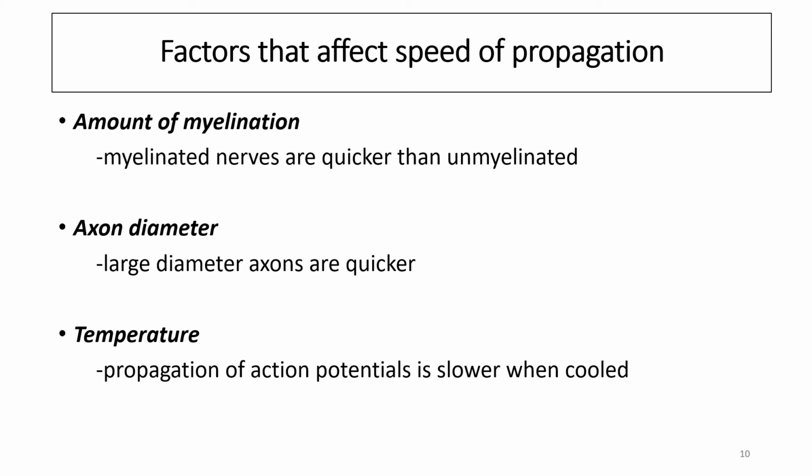All right, and this is similar to wiring, for example, house wires. A larger gauge of wire will carry the electrical signal faster. Okay, so it's the same in the human body. Large diameter axons are faster than small diameter axons. And thirdly, temperature. By increasing temperature, action potentials will travel faster. By cooling temperature, using an ice pack, for example, we're going to slow the propagation of that action potential.